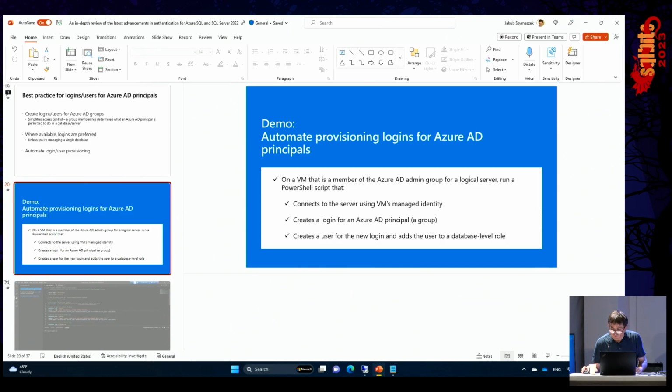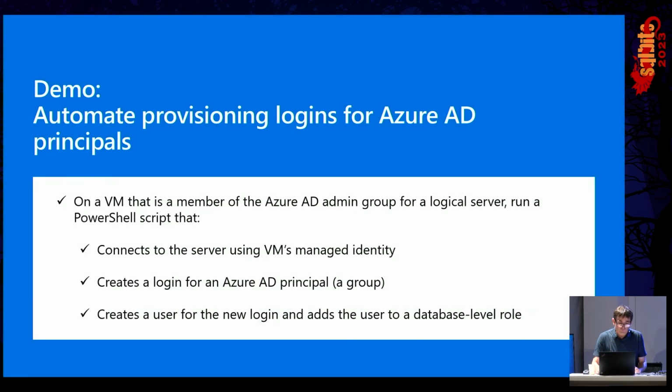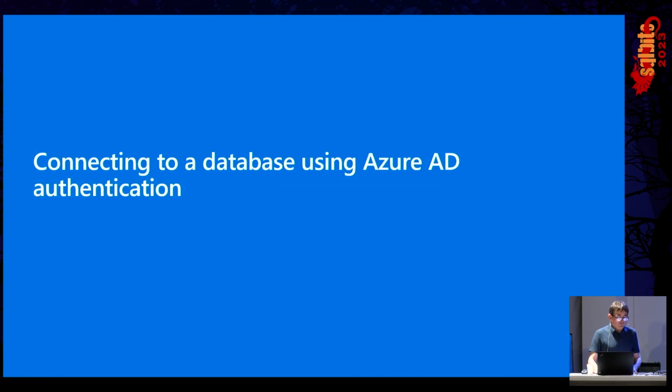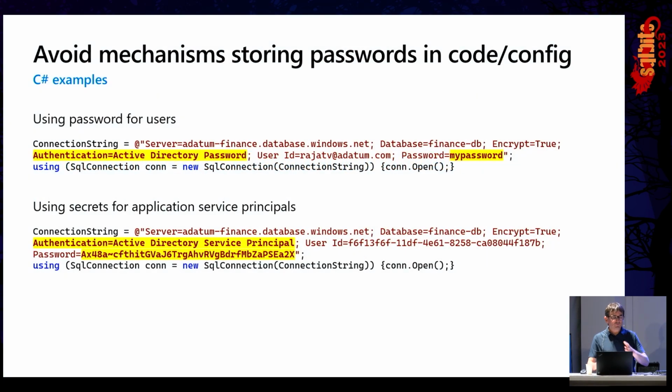Let's go back to the slides and move on to the last part, which is about connecting to a database using Azure AD authentication. So now we've provisioned these shadow principals, logins and users, that map to Azure AD. Our users can now start connecting to the database. I already showed you how to do that in SSMS, and it's very similar in other tools. In this section, I will focus on the developer's perspective.